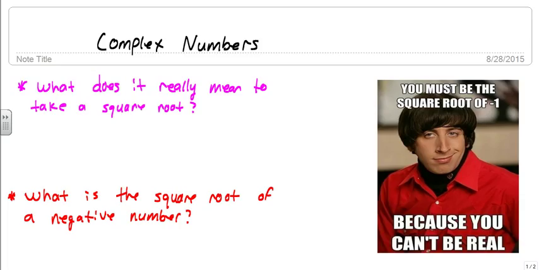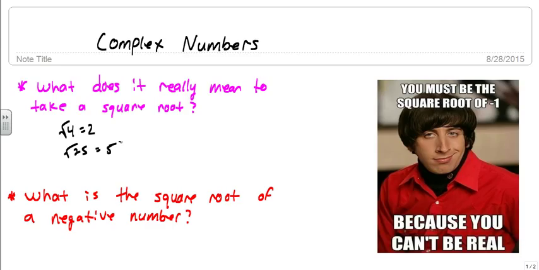Most people don't actually know what a square root is, but if I said take the square root of 4, you'd be able to tell me the square root of 4 is 2. The square root of 25 is 5. But why is that? What does square root mean? If I said what is the square root of 4, I'm looking for a number that when multiplied by itself gives me 4. And that would be 2. 2 times 2 is 4.